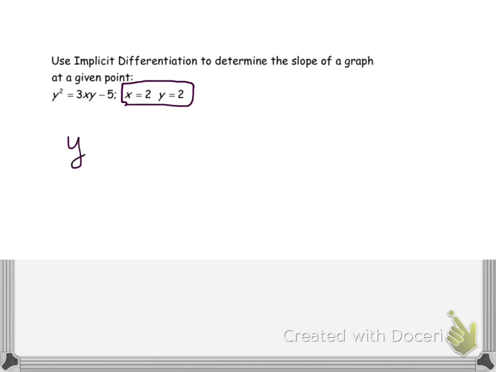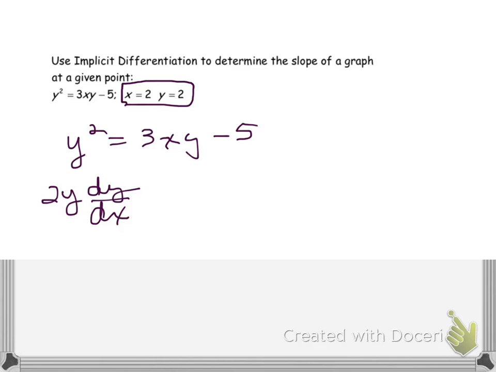I have y squared equals 3xy minus 5. So take my derivative on the left-hand side. I get 2y dy/dx, because whenever I take a derivative of the y, I have got to say dy/dx, because the y is a function of x. It's just like doing the chain rule.